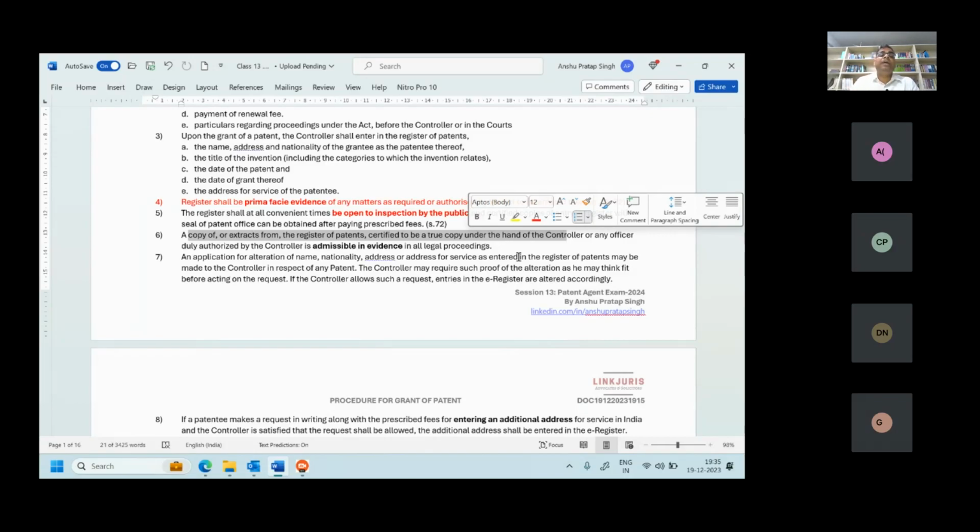Remember, they have to be issued under the hand of the Controller or duly authorized by the Controller to be admissible in evidence. If you download from the e-register directly, it is not admissible in evidence. It has to be with the seal of the Controller. He should authorize it, he should issue it, then only it will be admissible in the legal procedure.